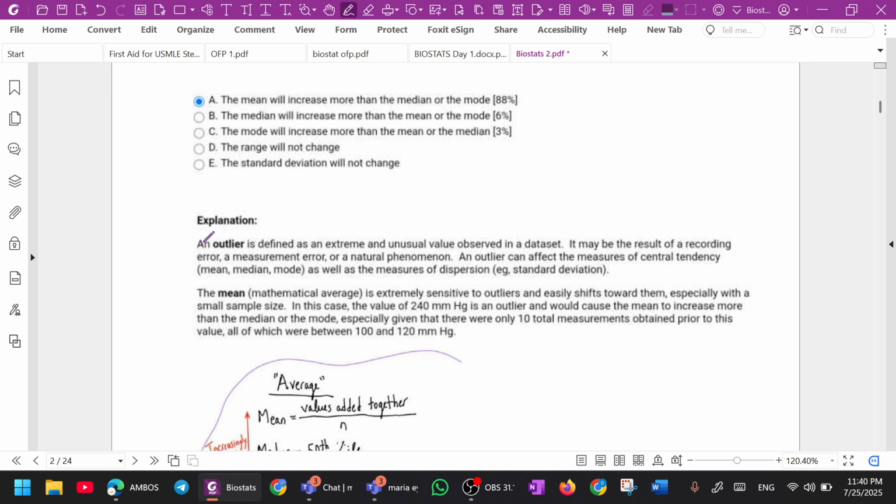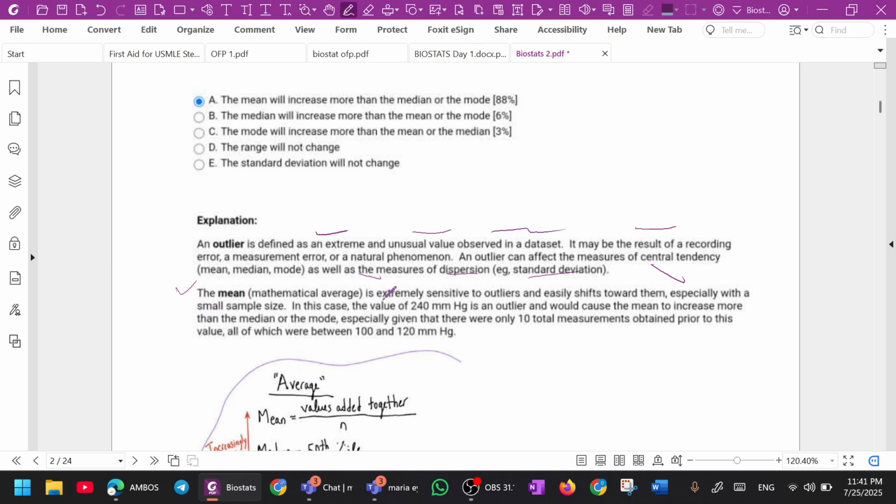Explanation. An outlier is defined as an extreme, unusual value observed in a dataset. It may be the result of a recording error, a measurement error, or a natural phenomenon. An outlier can affect the measures of central tendency, mean, median, mode, as well as the measures of dispersion, standard deviation. The mean is extremely sensitive to outliers and easily shifts towards them, especially with a small sample size.